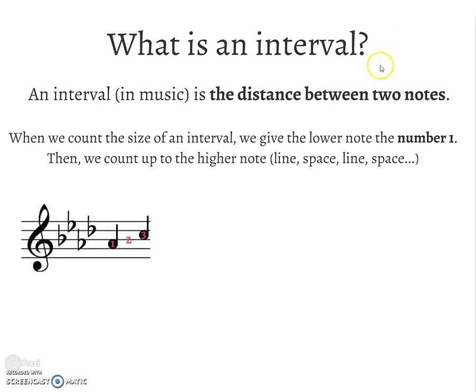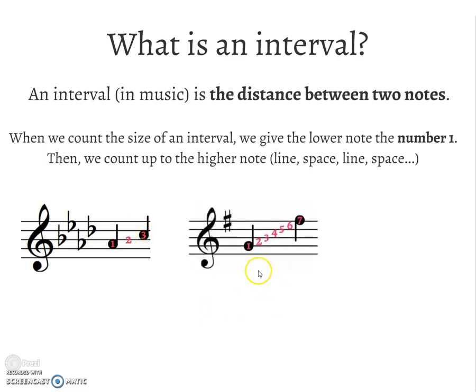Here we have a distance of 3 because our lower note here is going to get the number 1, 2 is the line, 3 is the space. Because as we go up the staff, we always go line, space, line, space, line, space, line, space. And here we're starting on a space. So space, line, space, 1, 2, 3.